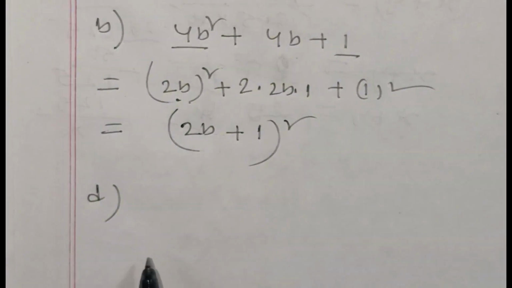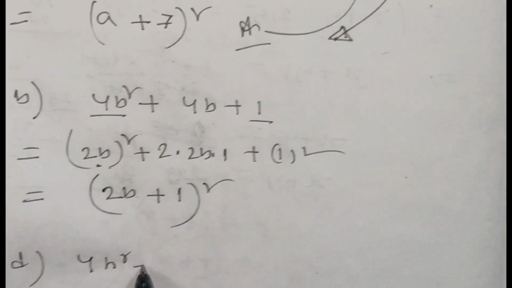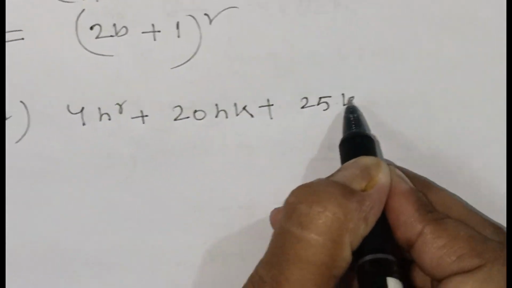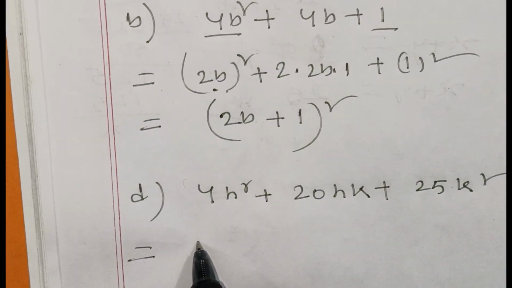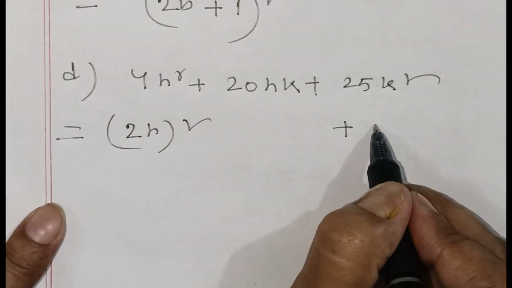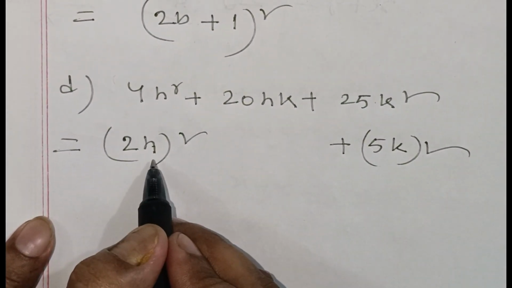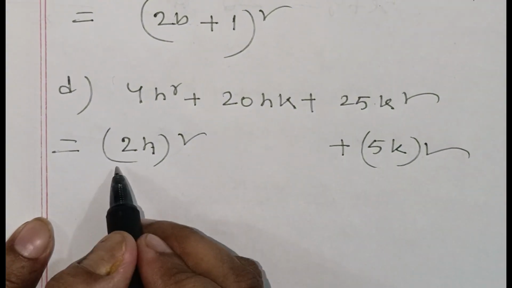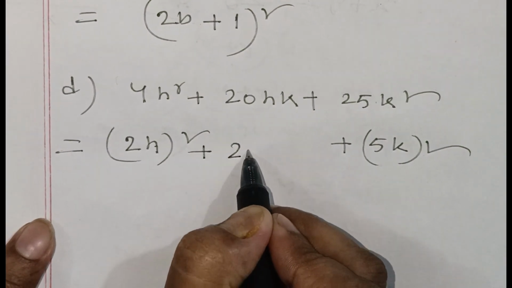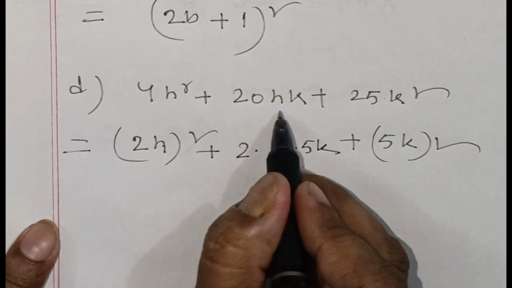So you do the next one, I am doing this one: 4h square plus 20hk plus 25k square. So again break down this: 4 is (2h) whole square, 25 is (5k) whole square. Okay, so a means 2h and b means 5k. So this one is a square and this one is b square. So formula 2, and a means 2h and b means 5k. So see 2 times 2 times 5 is 20hk.